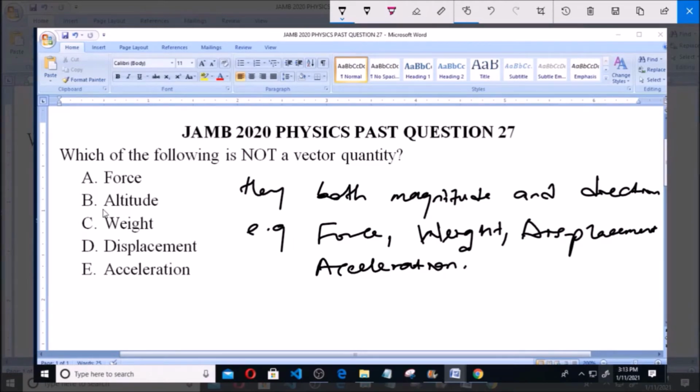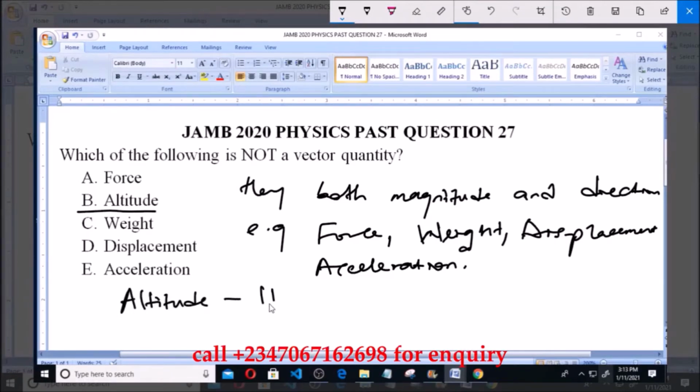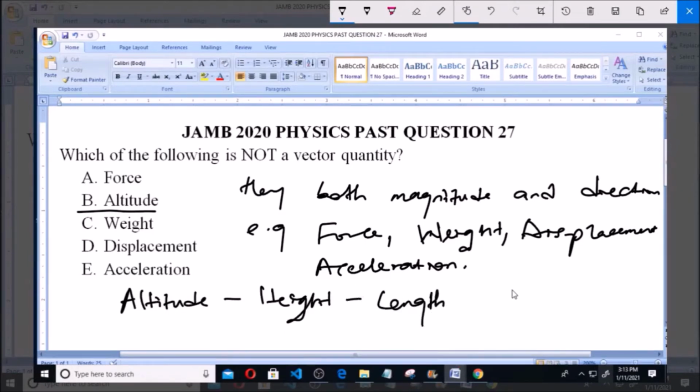But now option B says altitude. Altitude here simply represents height, and height can also be represented as length. And like you know, length or distance is a scalar quantity. It has no direction, but it has magnitude. So option B is the correct answer to this question. It is not a vector quantity.